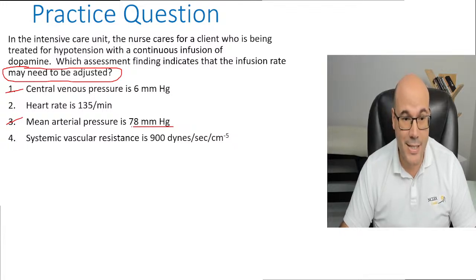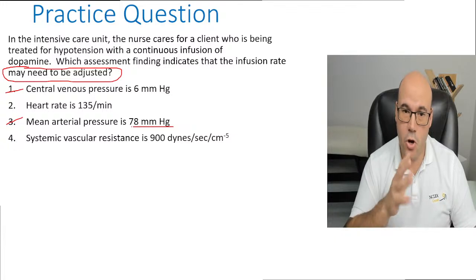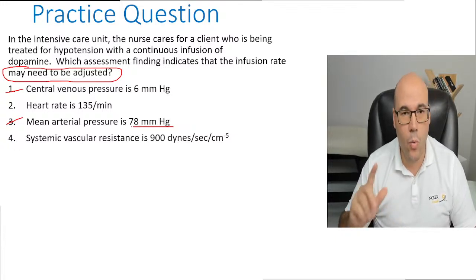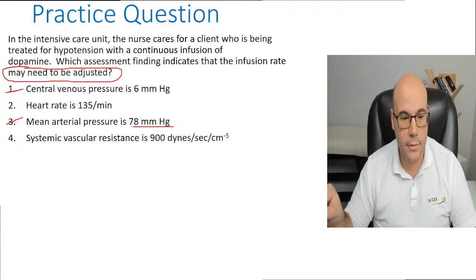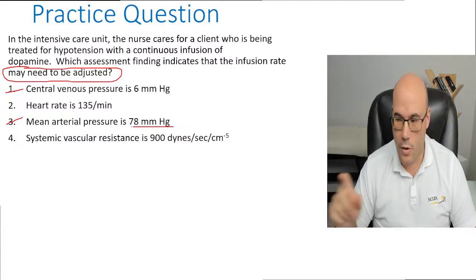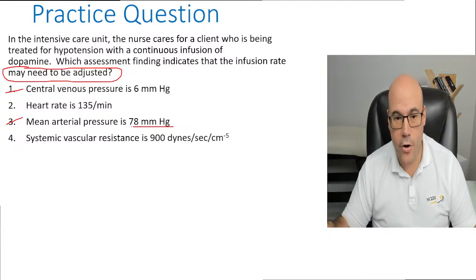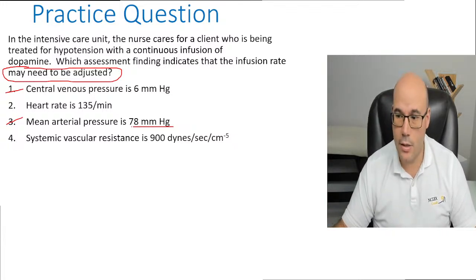Systemic vascular resistance of 900. Well, the normal range is 800 to 1,200 dynes per second. So 800 to 1,200 and it is 900. So this is normal. So that's not the answer.